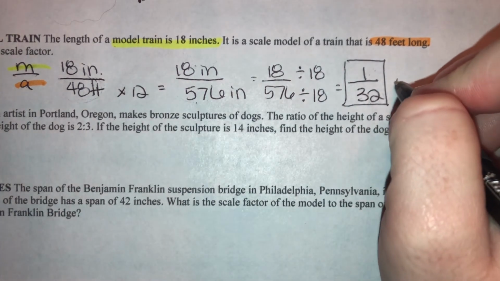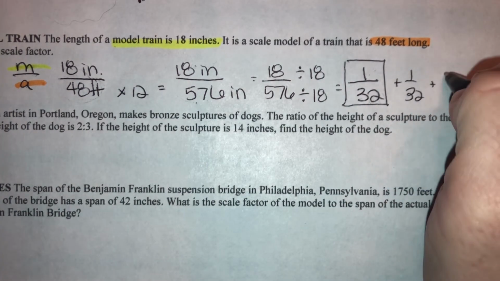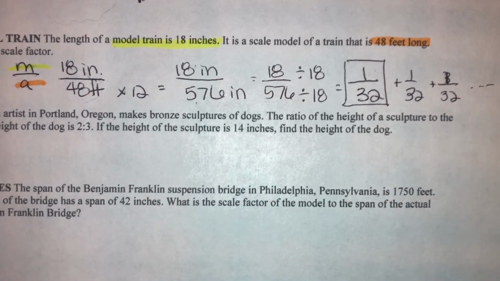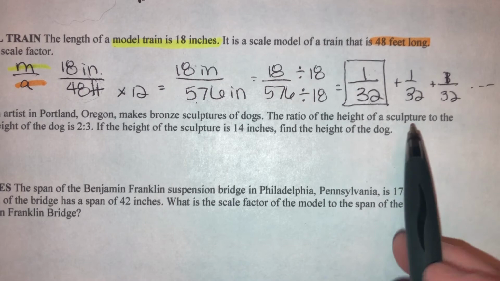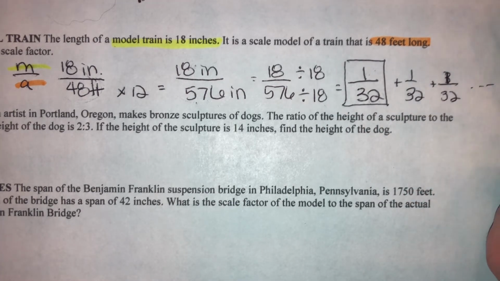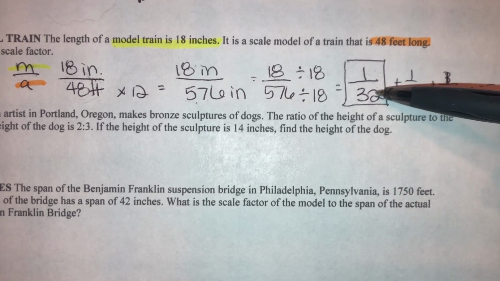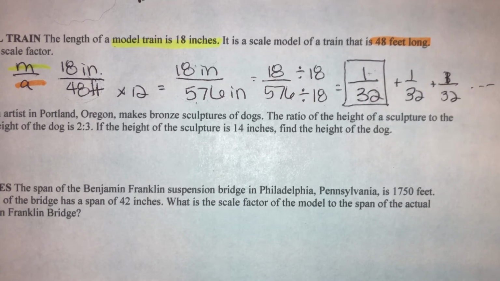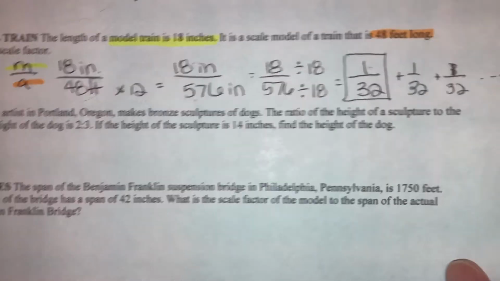If I added this fraction up 32 times, 1 over 32, if I kept adding it up 32 times, so 32 of these models, it would add up to 32 over 32, which is 1 whole unit, 1 whole actual train. 32 models adds up to 1 whole actual train. So model over actual.